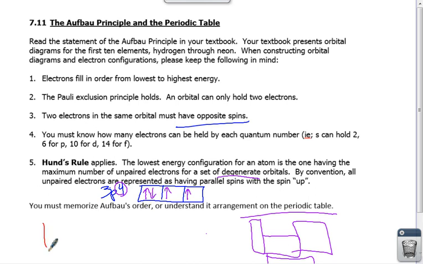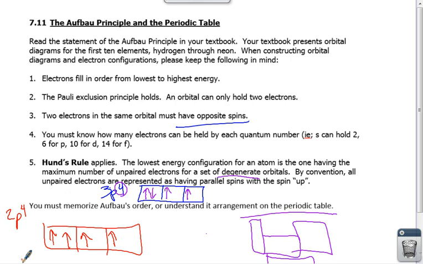So if you have, let's say, 2p4, 1, 2, 3, 4? No. That would violate Hund's rule. 1, 2, 3, 4? No, that would violate the Pauli exclusion principle. And knowing which violation, which thing you're violating, is required.